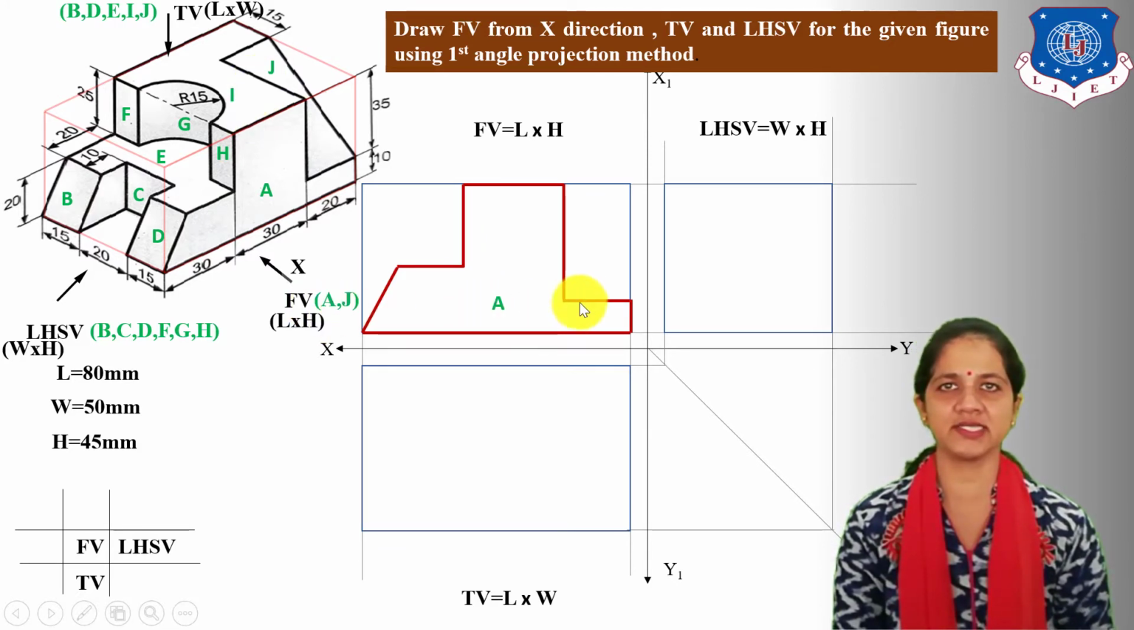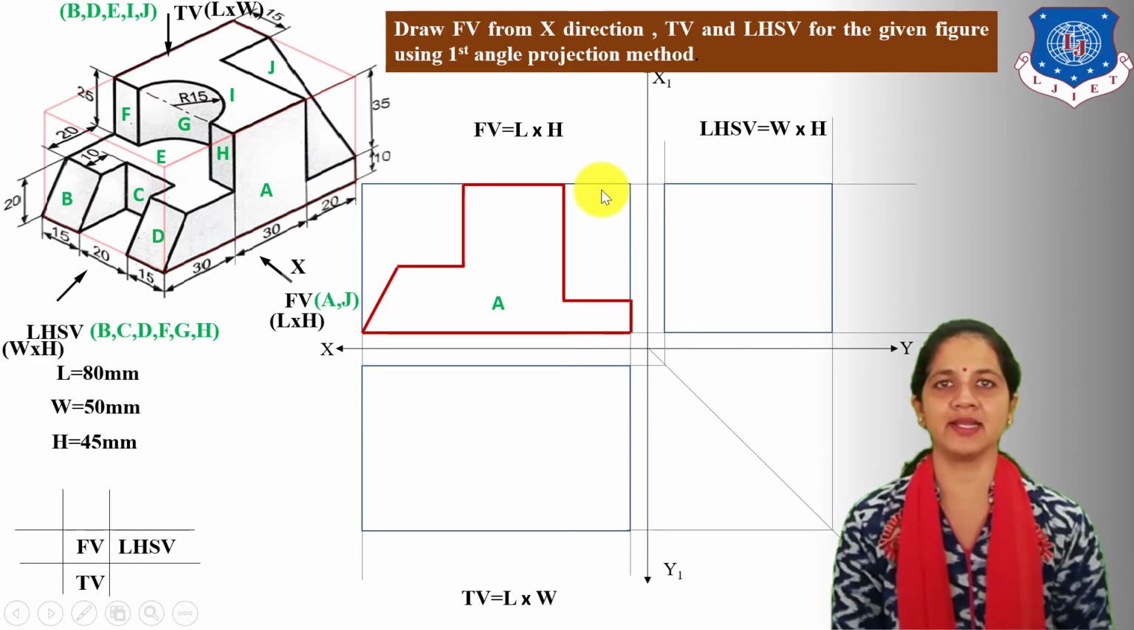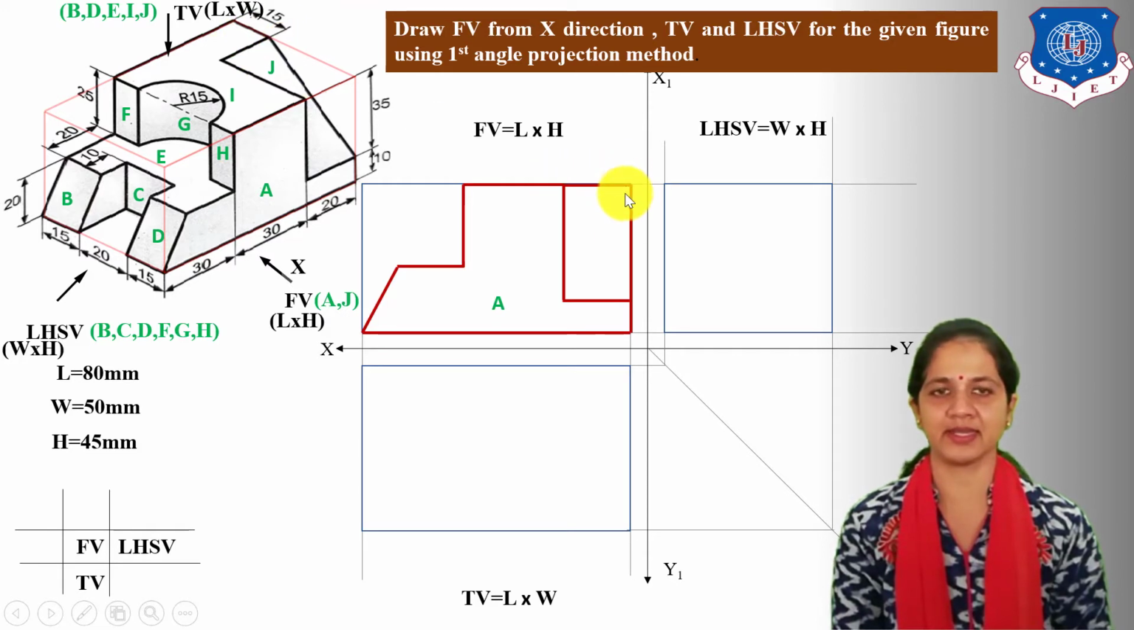Next locate J surface in front view box. Now this rectangle indicates J surface. This inclined line of J surface is projected as a straight line parallel to height, and this is 20 mm length line. So this rectangle indicates J surface.